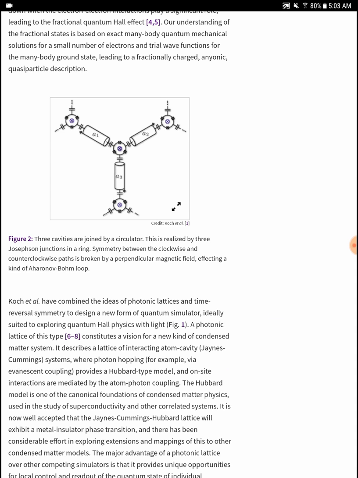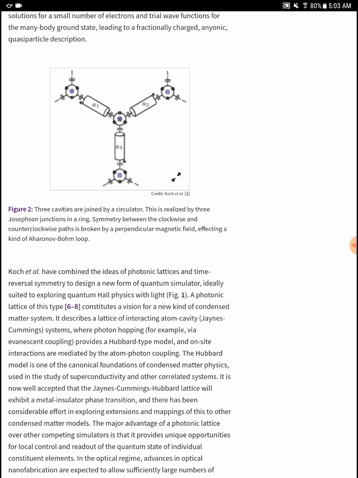anionic quasi-particle description. And as shown here in Figure 2, another image provided for us, 3 cavities are joined by a circulator. This is realized by 3 Josephson junctions in a ring. Symmetry between the clockwise and counterclockwise paths is broken by a perpendicular magnetic field, effecting a kind of Aharonov-Bohm loop.